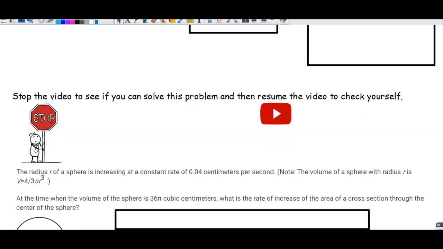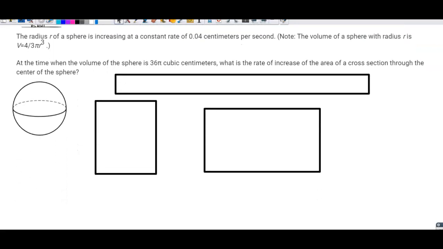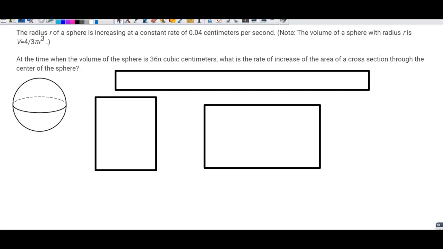Let's go on to the second problem, and again, I would encourage you to stop the video, see if you can solve it, and then resume the video to check yourself. Okay, let's take a look at this problem.